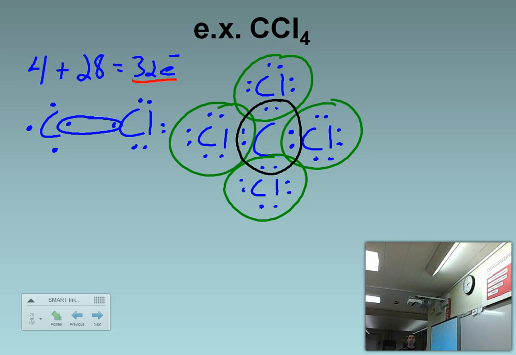Now if I was to make the models like we did in the lab, I would get something like this. When I have a central atom with 4 single bonds, the shape, remember that was important, we said was tetrahedral.